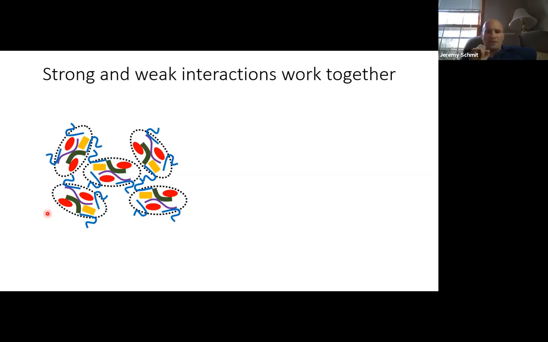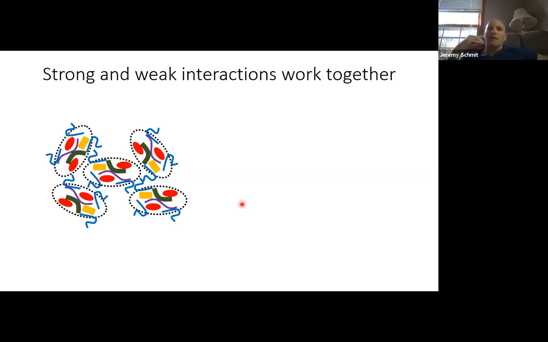Well, notice what this model says. This model says that if I go in here and I disrupt the strong interactions in the middle, the whole thing falls apart. Okay? Also, if I go in here and I disrupt the weak interactions at the periphery of the strong complexes, the whole thing falls apart.